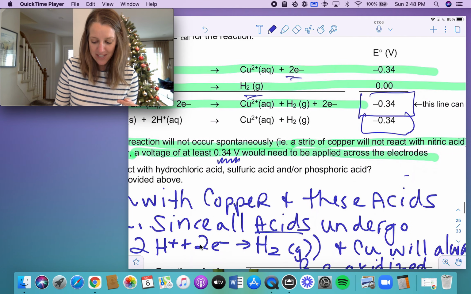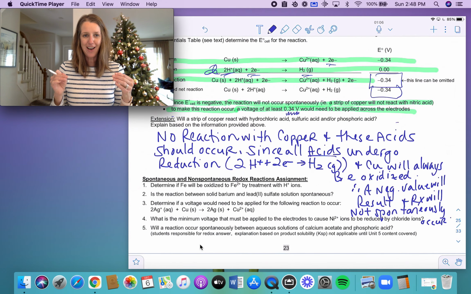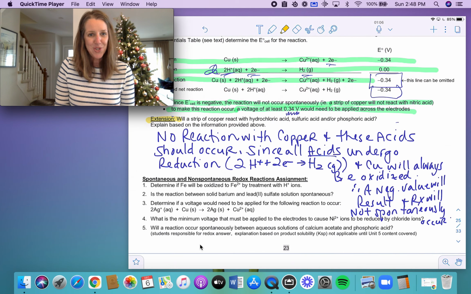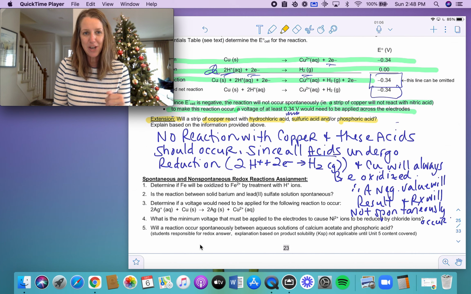Okay, can we extend this to another type of example? You can. So here's the extension. Will a strip of copper react with hydrochloric acid? What about sulfuric acid? What about phosphoric acid? Explain based on the information that you have above. So can you see here, pause the video, you can think about this for a second.